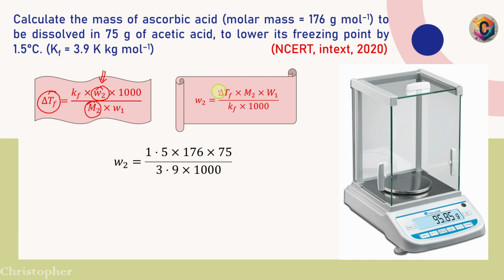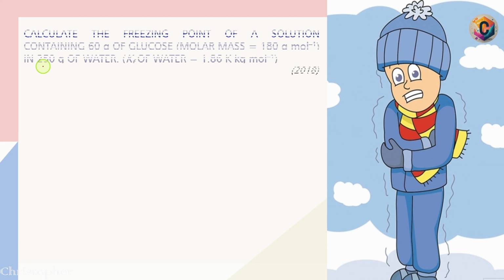So now what should I do? Simply substitute all the values. Delta Tf value here is 1.5. M2 value here is 176. W1 value here is 75. Kf value here is 3.9. If you simplify this, you will get 5.077 gram, which means that if you weigh 5.077 gram of ascorbic acid and dissolve it in 75 grams of acetic acid, the solution freezing point will be lowered by 1.5 degrees Celsius. I hope you understood. Let's go to the next question.